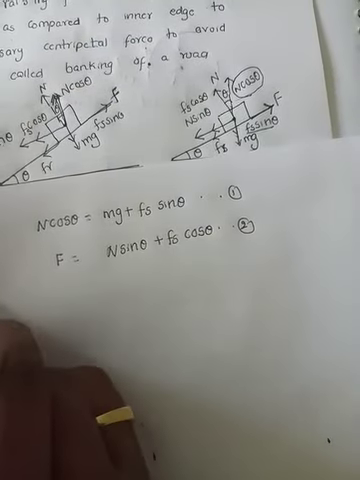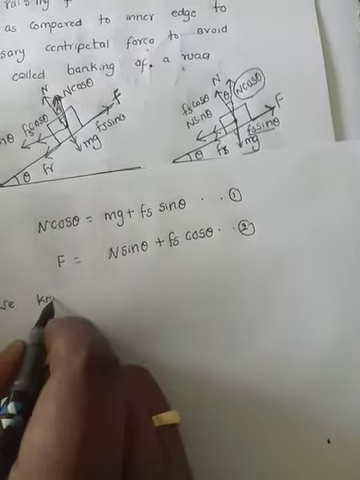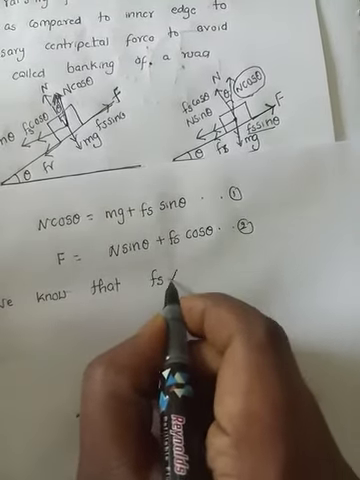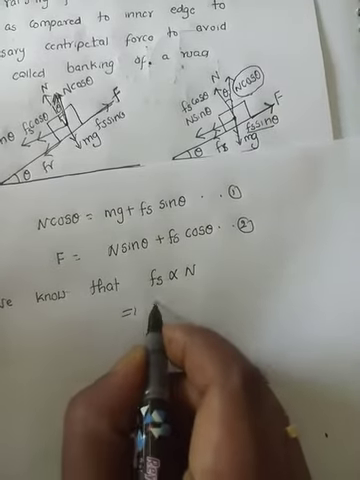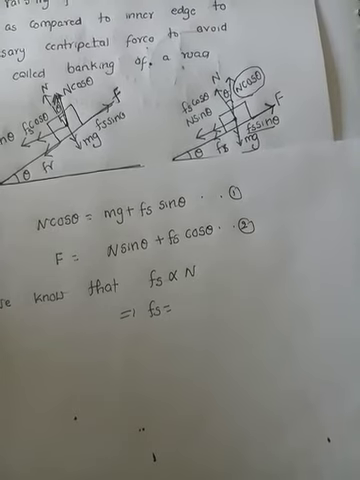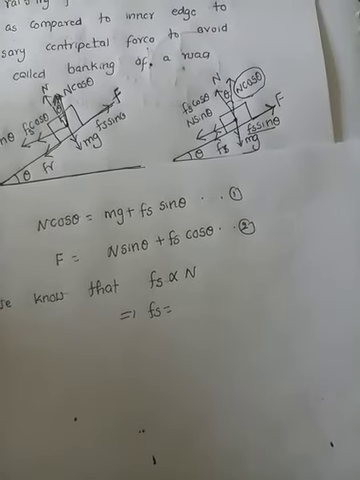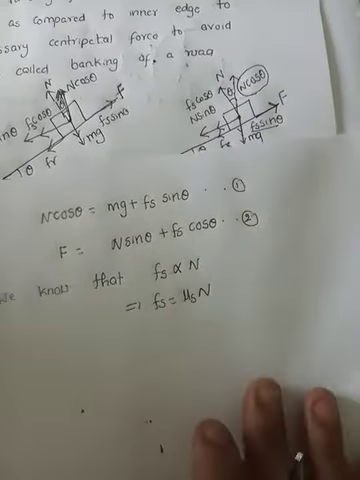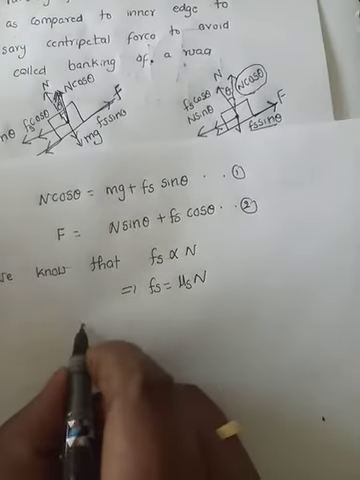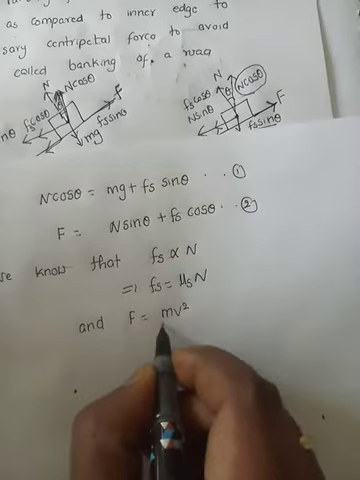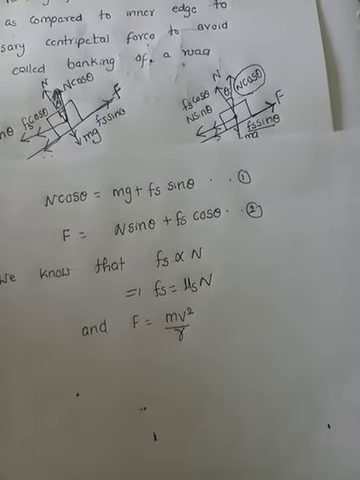We know very well what Fs is, static friction or rolling friction, anything. Fs is directly proportional to N. That implies Fs equals, what can we write here? We should place the coefficient of static friction. Fs equals mu s into N. And what is the centripetal force? F equals mv square by r.